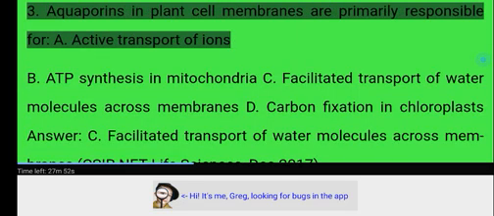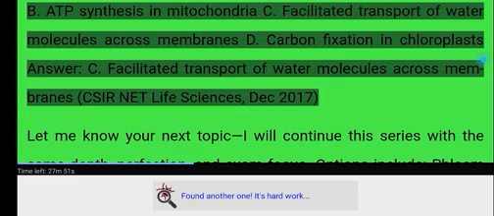3. Aquaporins in plant cell membranes are primarily responsible for: A. Active transport of ions. B. ATP synthesis in mitochondria. C. Facilitated transport of water molecules across membranes. D. Carbon fixation in chloroplasts. Answer: C, facilitated transport of water molecules across membranes. CSIR NET Life Sciences, December 2017.